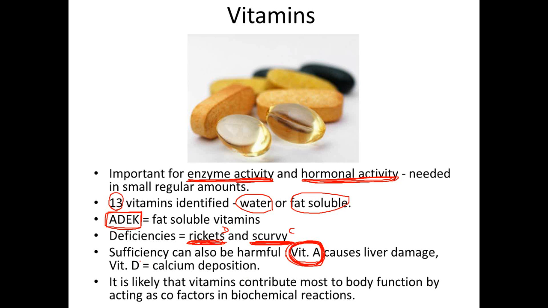Vitamin D, on the other hand, causes calcium deposition. So too much vitamin D in our diets or too much vitamin D produced in the body can cause the deposition of calcium in our tissues, which can affect the proper functioning of nerves and the heart muscle.